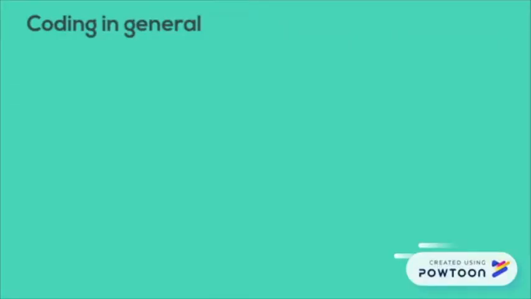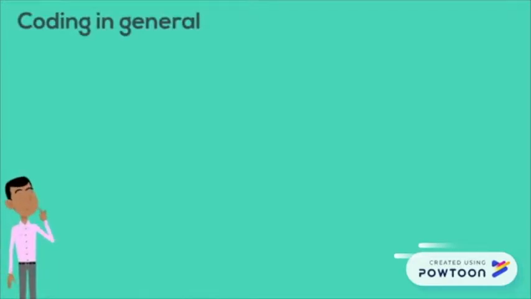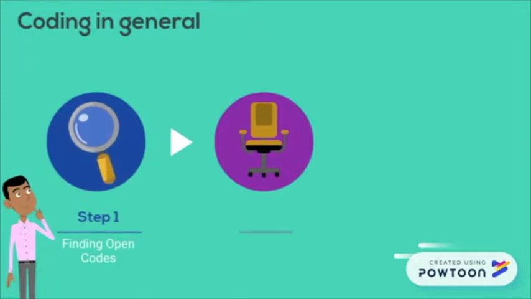Coding is the process by which researchers break down parts of the interview into terms that are easier to use and understand. Through coding, the responses can fit into the framework the researcher is working with. As an example, a respondent's answer may use slightly different wording than another's, but mean the same thing. For this, the researcher can assign a code, which will then tell the researcher under the category of code he can put the response. This is the open code also shown in step 1.